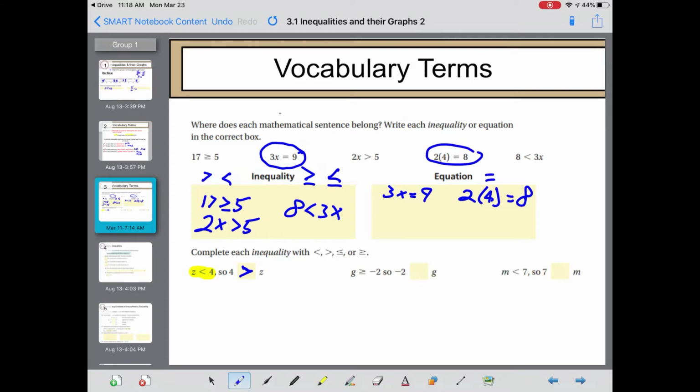g is greater than or equal to -2 means that -2 is less than or equal to g. Notice how you're just flipping the entire statement over. The last one says m is less than 7, so that means 7 is greater than m.